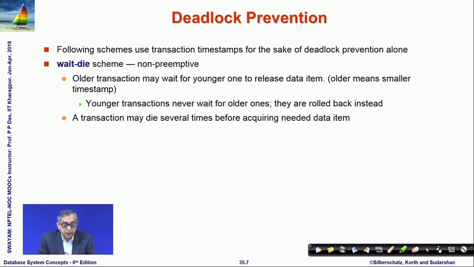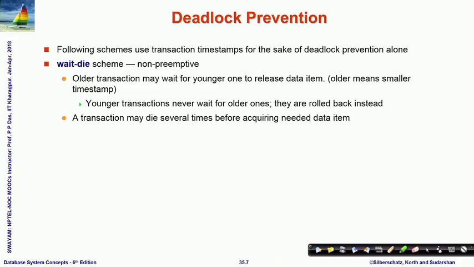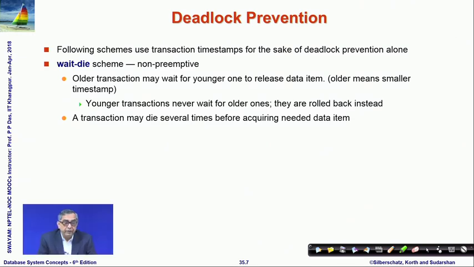Non-preemptive means that no one preempts anyone else. So, what do you do in wait and die? You assume that every transaction has a timestamp. The smaller the timestamp, the older the transaction. An older transaction may wait for the younger one to release the item. So, if two transactions are conflicting, then the older one will wait, and the younger transaction will never wait for the older one; it is rolled back instead.